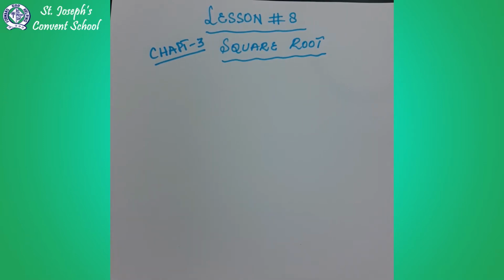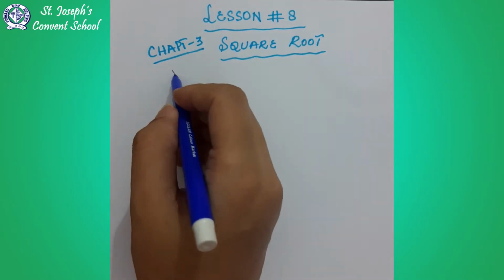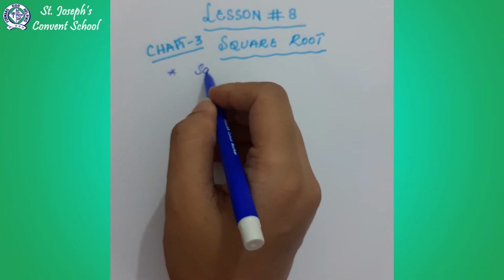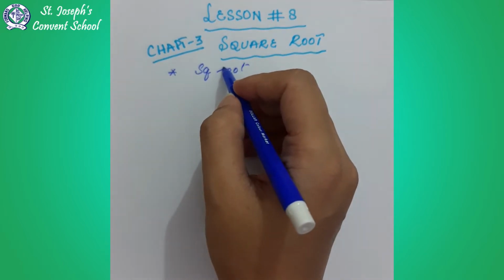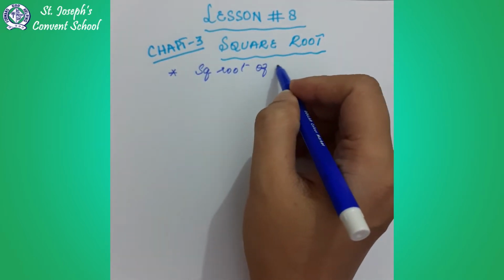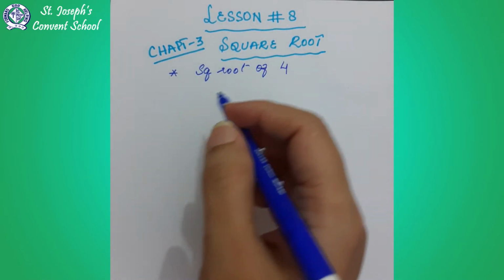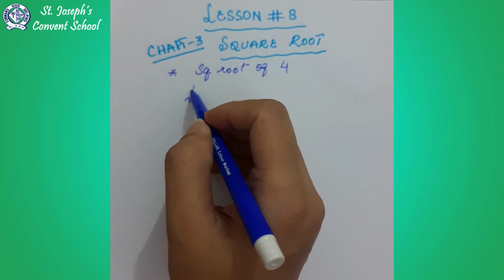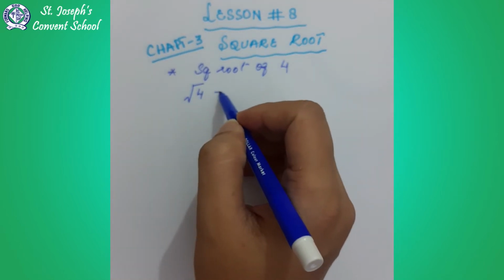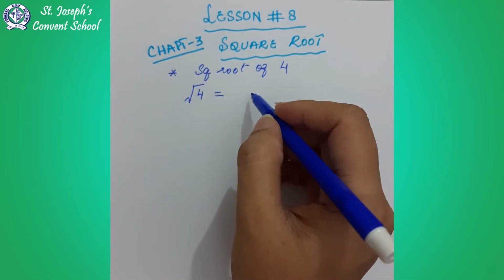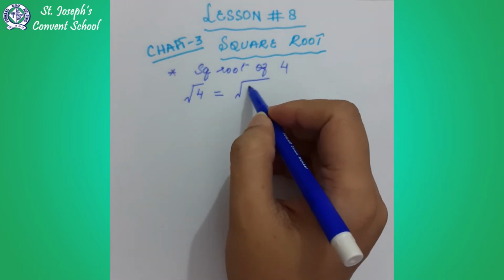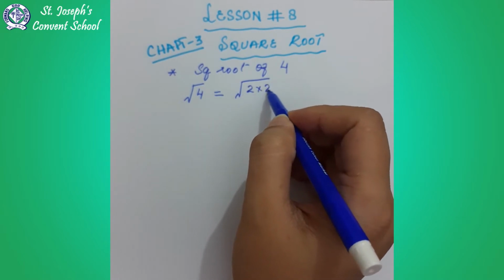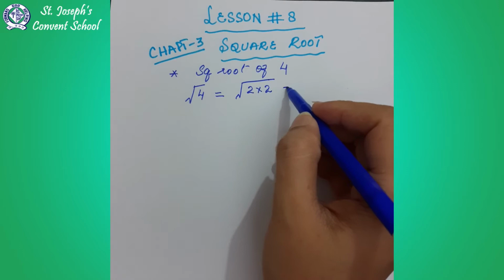What is square root actually? Suppose you have to find the square root of 4, okay? So square root of 4. Now square root of 4 means we write 4 in root sign. So find the root of 4. So you know that when you solve 2 into 2, you get the answer 4, right? So it means 2 is the root.